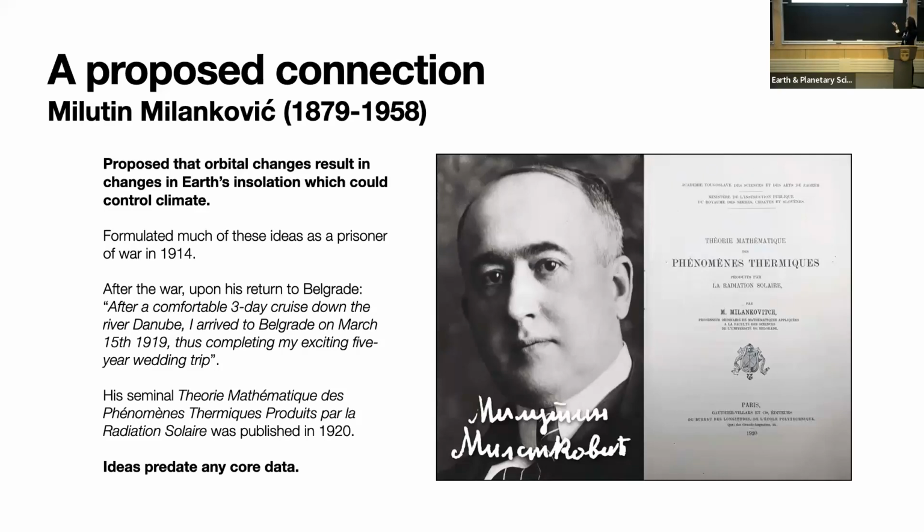But prior to that, he actually just got married. And this is a quote from his journal after he was released, right? So after the war, upon his return to Belgrade, this is what he said: after a comfortable 3-day cruise down the river Danube, I arrived to Belgrade on March 15, 1919, thus completing my exciting 5-year wedding trip. So even after being a prisoner of war for so long, that dark Eastern European humor didn't leave Milankovitch. But after he was released, he published all these ideas in this work that I won't even try to pronounce.